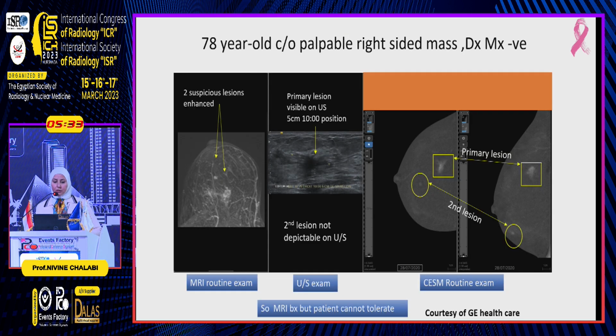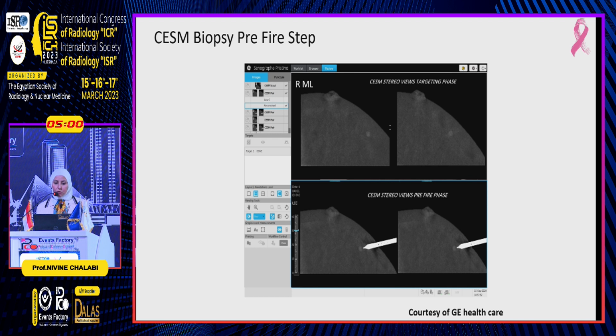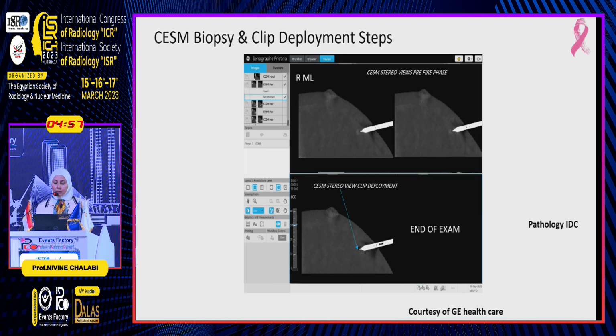Another example of a 78-year-old patient with a right-sided mass. The diagnostic mammography was negative. Dense breast, MRI, we found 2 lesions. The lesion that was seen by ultrasound, which is the posterior one, was biopsied, and the second lesion could not be visualized by ultrasound. So contrast-enhanced mammography was done. As you can see, you can toggle between the low energy and the recombined images. The plus and minus 15 pair was taken. The needle position was confirmed pre-fire, and then the biopsy was taken and the clip was inserted.